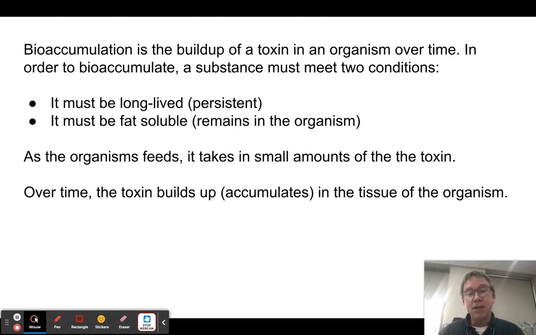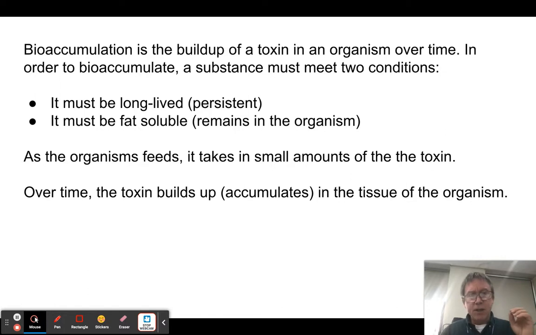It has to be persistent. In other words, it has to last a long time. It can't be something that breaks down very quickly because if you brought it in your body and then it broke down, you wouldn't still have it in your body, right? So it has to be persistent, like long-lived, have a long half-life. It also has to be fat-soluble. If it's water-soluble, it'll just flush out of your system and it won't accumulate. But if it's fat-soluble, it works its way into your fats and then it's just with you for life, okay?